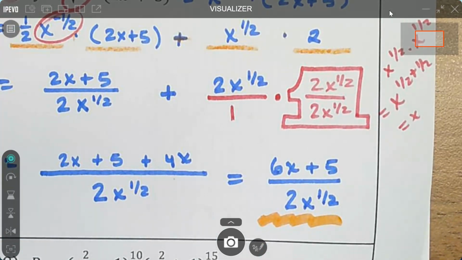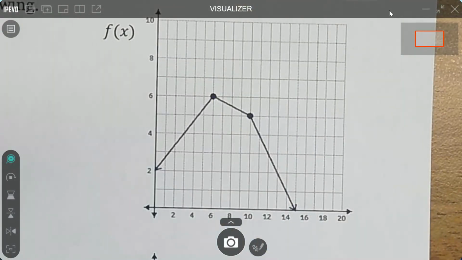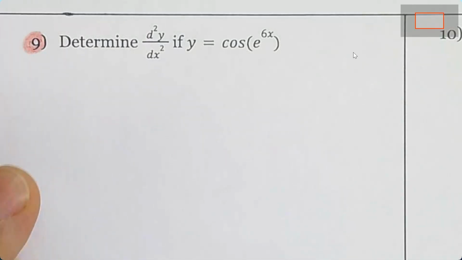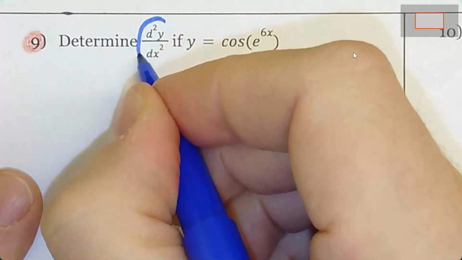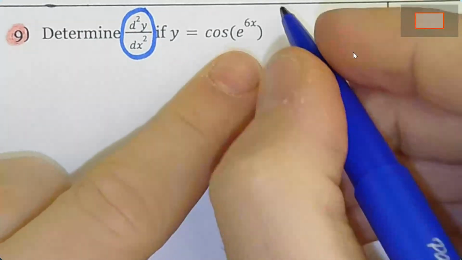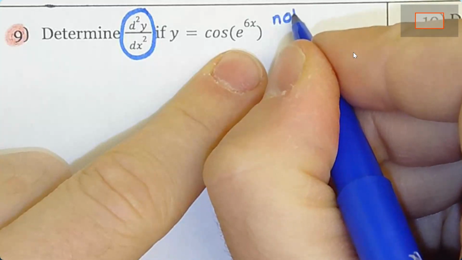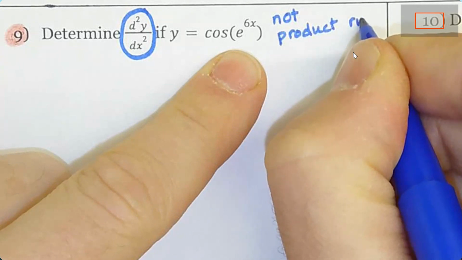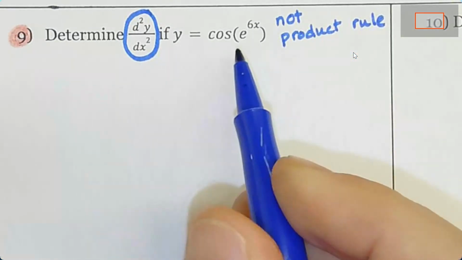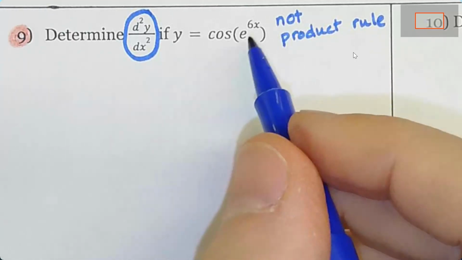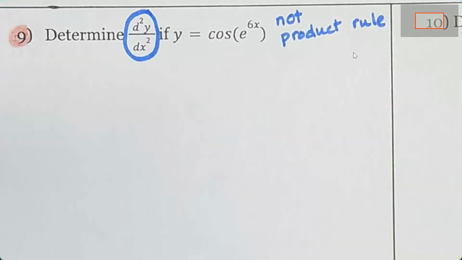All right, I'm going to flip to the back side. Let's take a look at number 9. This one's asking us to find the second derivative of this expression. And it's important to notice when you don't have the product rule. So this is not product rule. And the reason it's not product rule is you don't have two functions multiplied together. You have one function which has an inside and an outside.